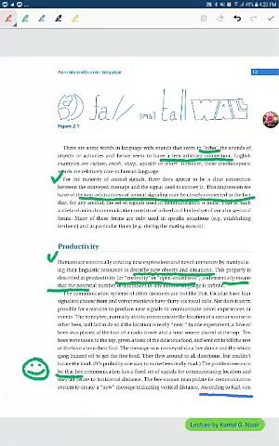Another feature is productivity. Humans are continually creating new expressions. Humans have this feature, this property, that they are able to create new expressions and novel utterances by manipulating their linguistic resources to describe new objects and situations.